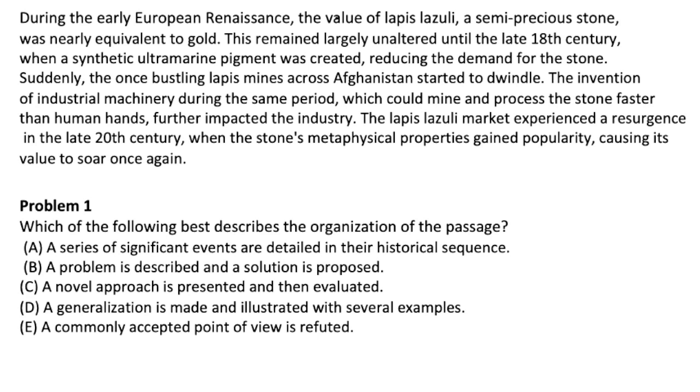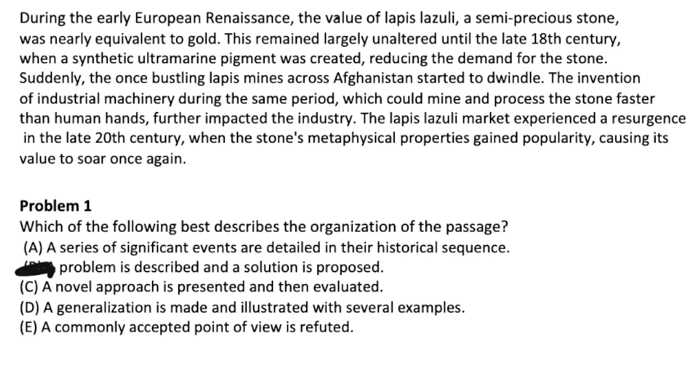Well, like we said, the organization is that it starts off describing this thing and then tells us what happens to it over time, right? So, A: a series of significant events are detailed in their historical sequence. Sure. That's not super specific, but that does seem valid. So I'm going to consider A. It's going chronologically, right? B: a problem is described and a solution is proposed. No, there's no real problem here. It's just that it starts off strong, it falls, it comes back.